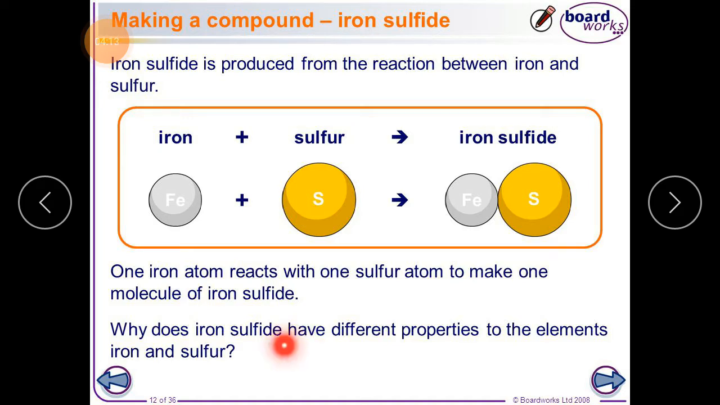Students, now a question arises: why does iron sulphide have different properties to the elements iron and sulfur? Let me tell you. When iron and sulfur are present in the elemental form, they have their own properties. But when they are combined, they have lost their previous properties. Now, they have become a new substance and they have new properties. They are a new substance with new chemical properties.